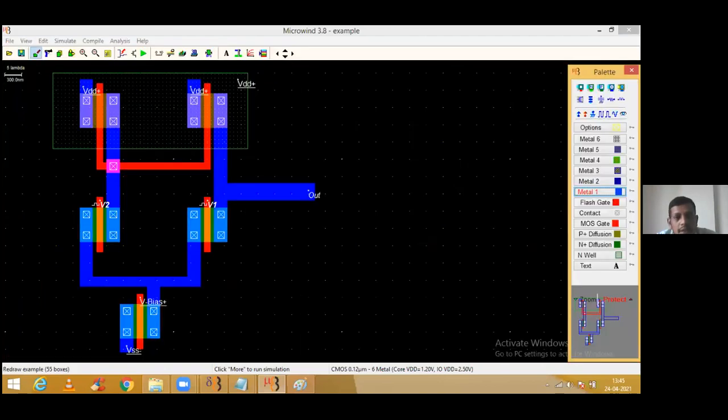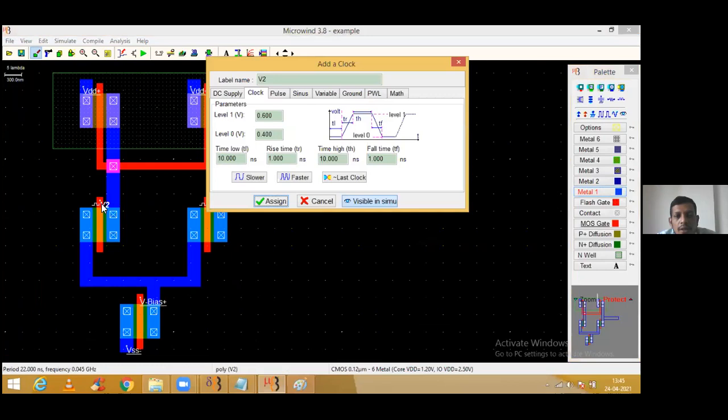Okay. Now on the second case, guys, are you with me? First case is that all the parameters of both the clocks are at the same instant. Am I right? All the parameters, time low, time high, level 1, level 0, every parameter of V2 is exactly equal to all the parameters of your V1. Am I right? Yes.